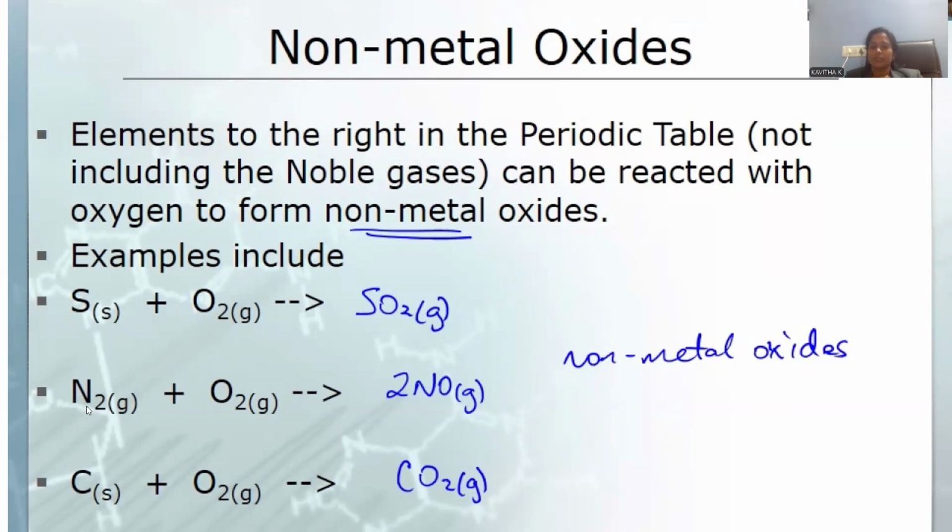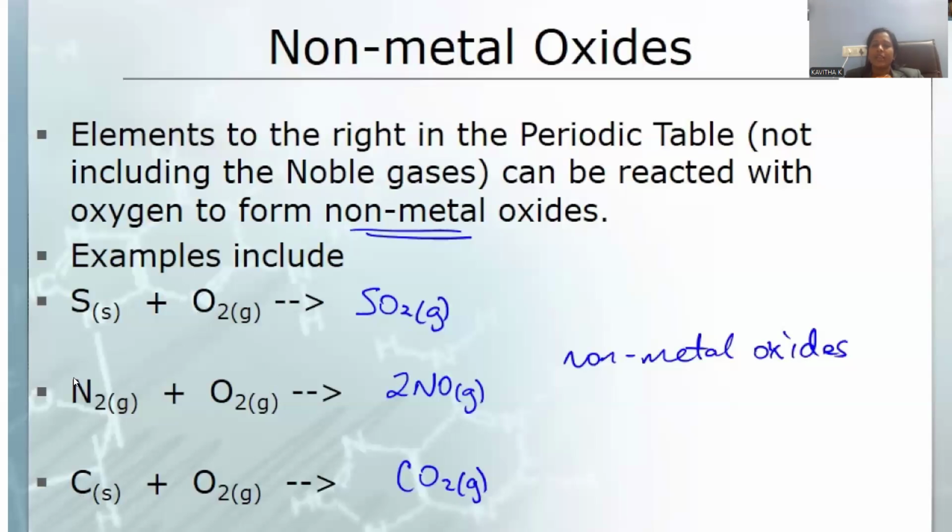Nitrogen is a non-metal. It is a kind of inert gas, N triple bond N, a diatomic molecule. Upon reacting with oxygen gas, it gives rise to nitric oxide. Nitric oxide gas will be evolved upon oxidation of this nitrogen gas. Whenever you take carbon as a solid, you may take carbon in the form of graphite, coke, or coal. So many allotropic forms are available for carbon. This carbon, subjected to reaction with oxygen, gives rise to carbon dioxide gas as the product.